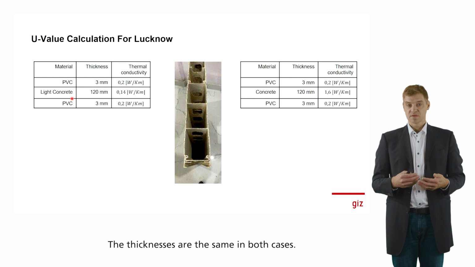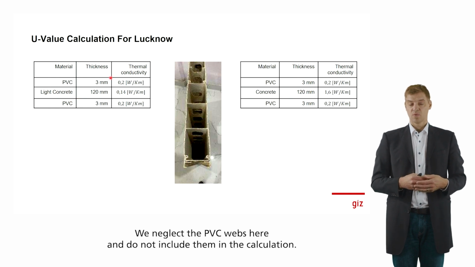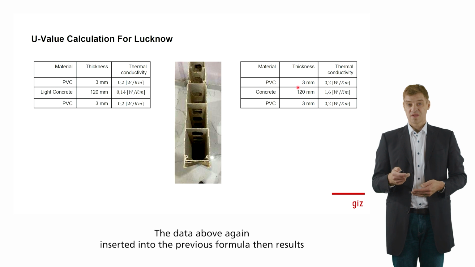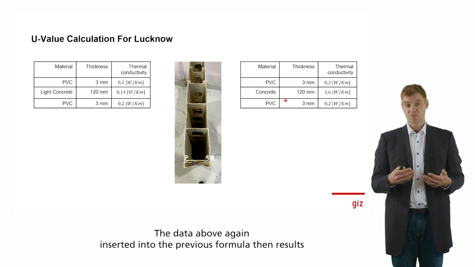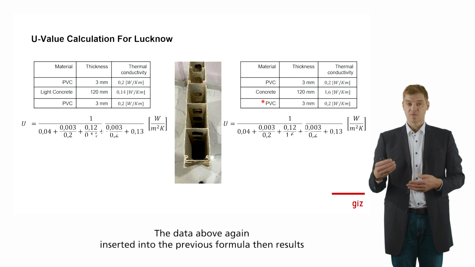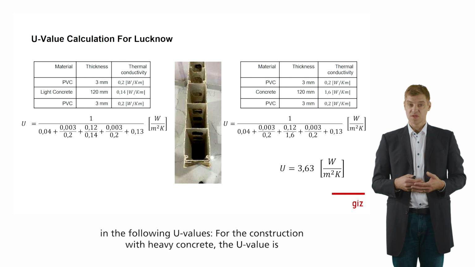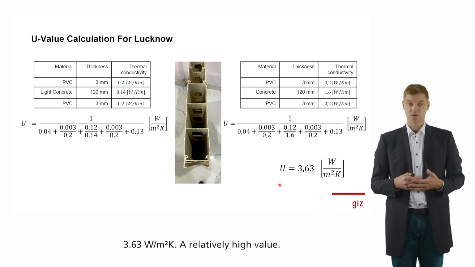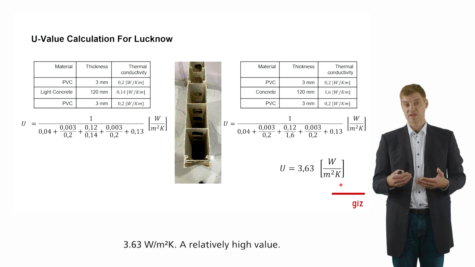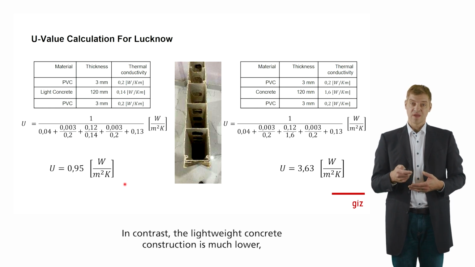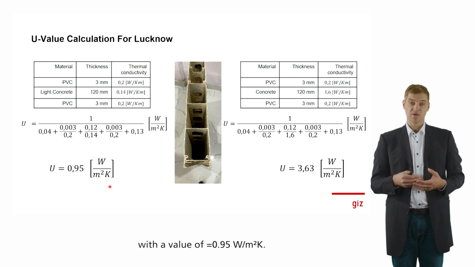The thicknesses are the same in both cases. We neglect the PVC webs here and do not include them in the calculation. The data above, inserted into the previously shown formula, results in the following U values. For the construction with the heavy concrete, the U value is 3.62 watt per square meter Kelvin, a relatively high value. In contrast, the lightweight concrete construction has a much lower U value of 0.95 watt per square meter Kelvin.